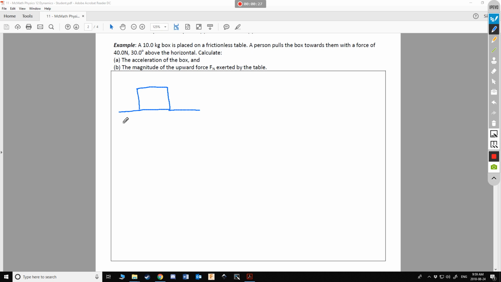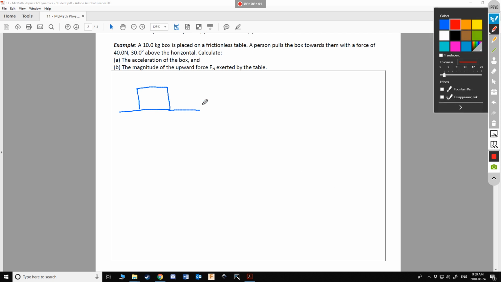It is 10 kilograms, and a person pulls the block towards them with a force of 40 newtons, 30 degrees above the horizontal. So let's draw our free body diagram. Let's make sure we know all the forces acting on this. So someone's pulling it upwards, at 30 degrees, with 40.0 newtons. Also acting on this box, we know there is the force of gravity acting downwards.